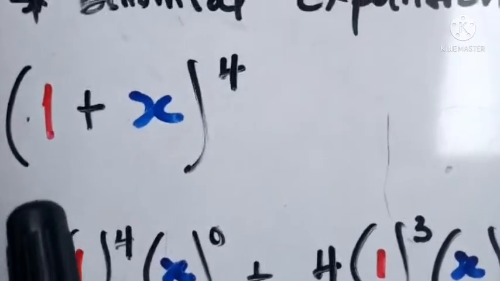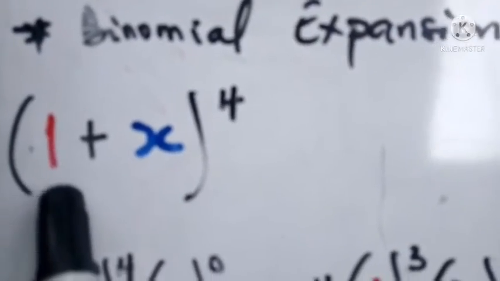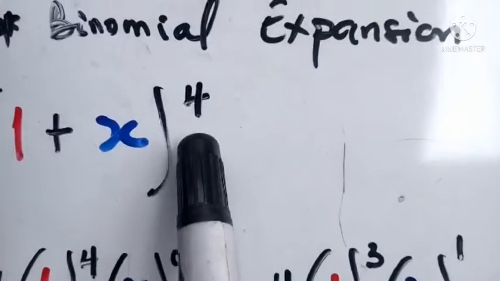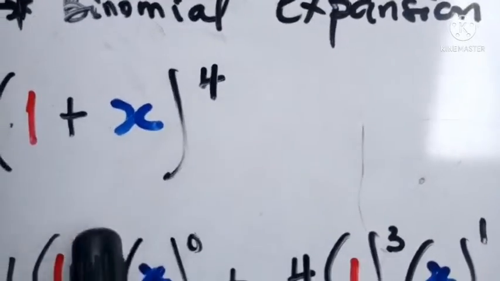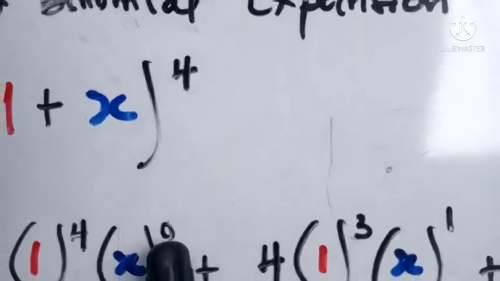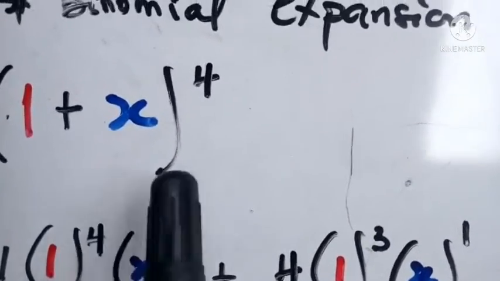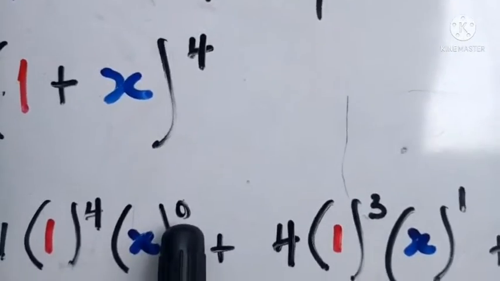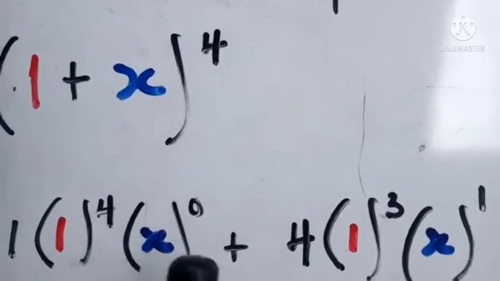We know that to expand using the Pascal triangle, you have the first guy here raised to the power 4, the power being given to you, and then multiplied by the second guy here raised to the power 0. So this guy starts with the exponent, and this guy is 0. Is that okay? So that's just the trick here.